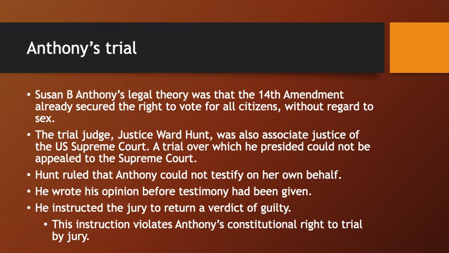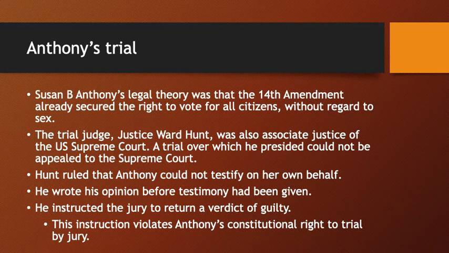Hunt demonstrated a remarkable lack of judiciousness in his handling of the trial. He early on ruled that Susan B. Anthony could not testify on her own behalf. Secondly, he wrote his opinion before testimony had been given. At the conclusion of the trial, when it was being presented to the jury, he produced a set of handwritten notes in which he had already prepared his statement to the jury as judge. He then instructed the jury to return a verdict of guilty, which violated Susan B. Anthony's constitutional right to a trial by jury.